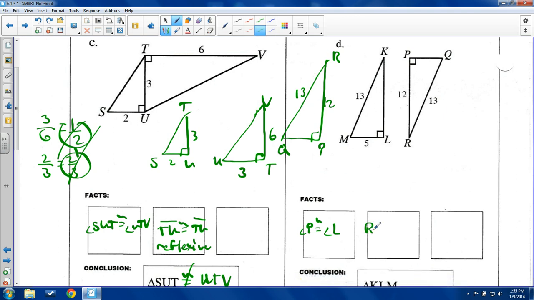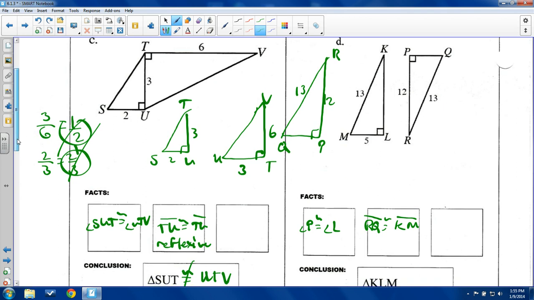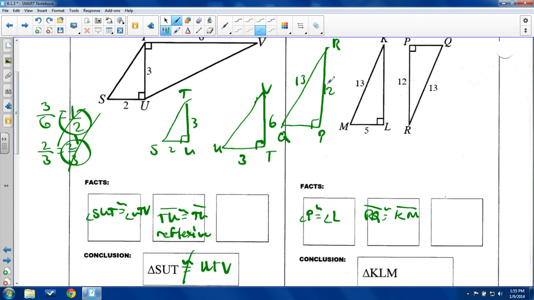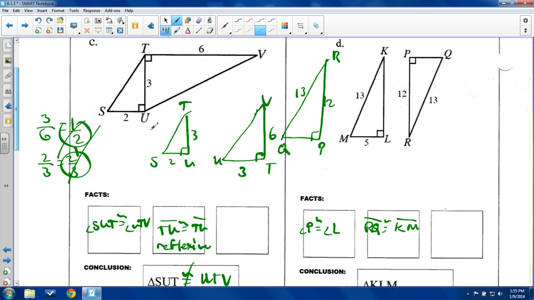RQ is congruent to KM. Those are the hypotenuses. I don't know what the plural is for hypotenuse, actually. And finally, we don't know if RP is congruent to KL, or if ML is congruent to QP. But if you use the Pythagorean theorem here, which is a squared plus b squared equals c squared, and we figure out what one of these is, maybe that'll help us. So let's go ahead and try that.